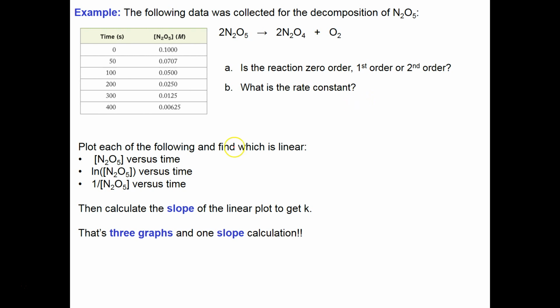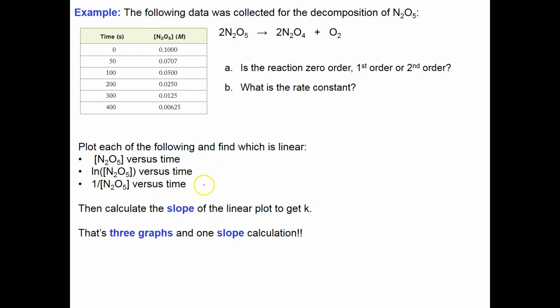So what we're going to need to do is plot the concentration versus time. If that is linear, then our reaction is zero order. Then we will plot log of the concentration versus time, and if that gives a linear plot with a negative slope, then the reaction is first order. And then finally, we will plot 1 on the concentration versus time, and if that is linear with a positive slope, then we know that our reaction is second order.